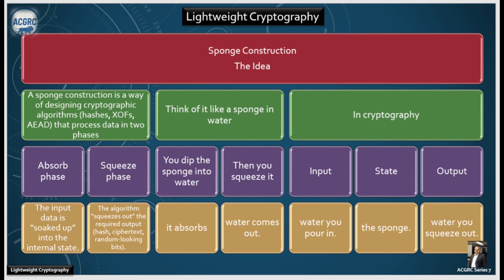Think of it like a sponge in water. You dip the sponge into the water, it absorbs the water. Then you squeeze it, the water comes out. In cryptography, the input is the water you pour in. The state is the sponge itself. And the output is the water you squeeze out. That's the analogy.